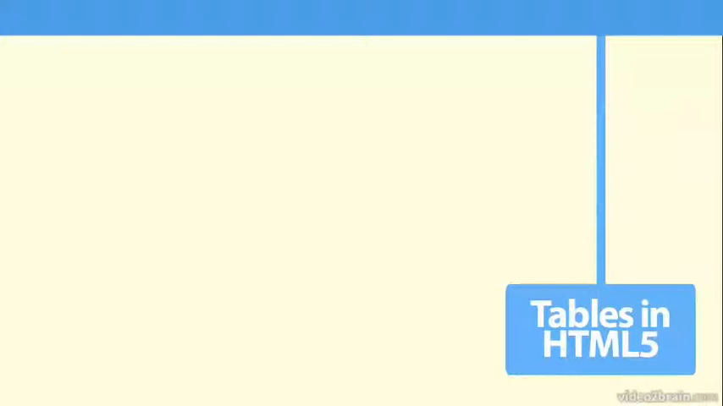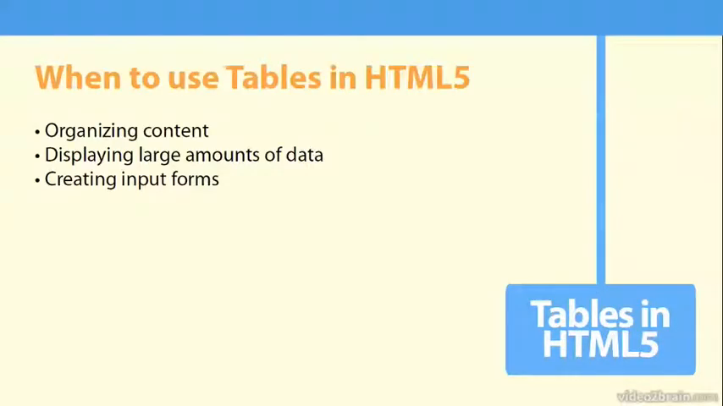Now we use CSS, or cascading style sheets, to build our layouts and our formatting, so we don't use tables for that anymore. Tables can still be very useful, and I want to give you a review of when to use them and when not to use them. So first of all, tables can be really important when you're trying to organize content. When you're displaying large amounts of data, such as a lot of numbers or percentages, that you want to put in columns and rows, that's when a table can be really useful. And for creating input forms, tables can still be used for that as well.